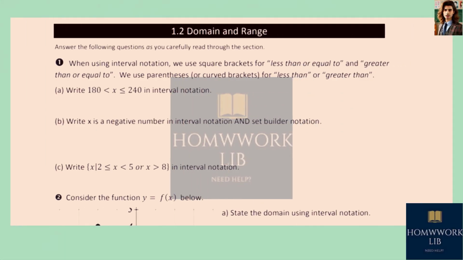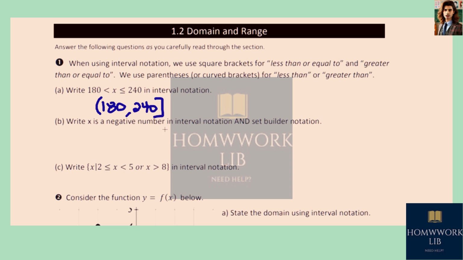When using interval notation, we use square brackets for the equal to, and parentheses if it's not included. So 180 to 240, where 180 is not included, we would use parentheses, and then just a comma, and then we would go to 240, and then we would bracket because it is included. In interval notation, we would talk about everything in between 180 and 240, but we're not including the 180, we are including the 240.